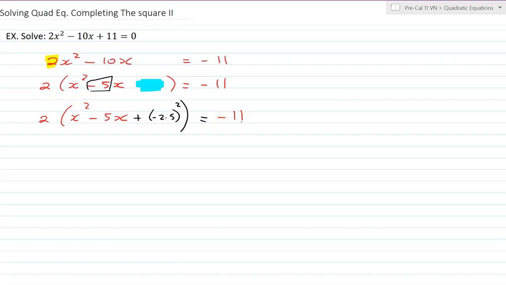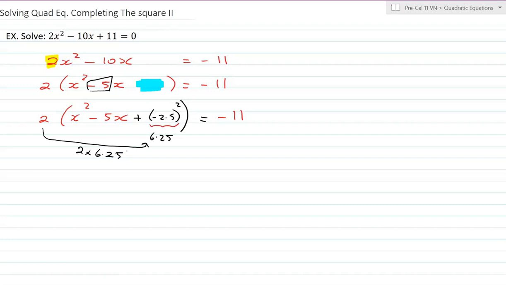Now here's the important piece. We can't just add stuff to one side of an equation and ignore it from the other side. So whatever we do to the one side of the equation, we must do to the other side. Okay, so what have we done here? Let me rewrite this. Even though we added inside the bracket plus 6.25, this 2 is being multiplied by that. So that is 2 times 6.25 we added.